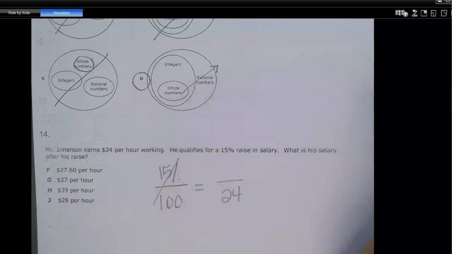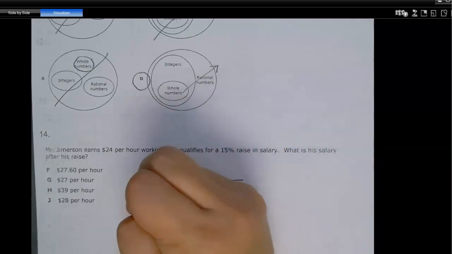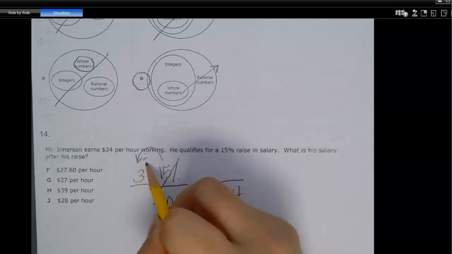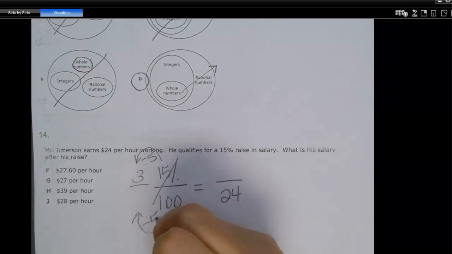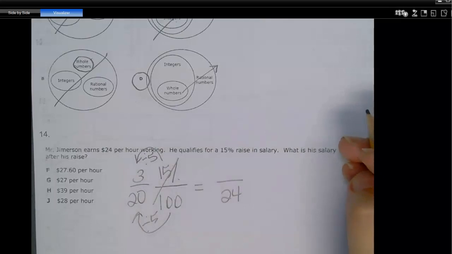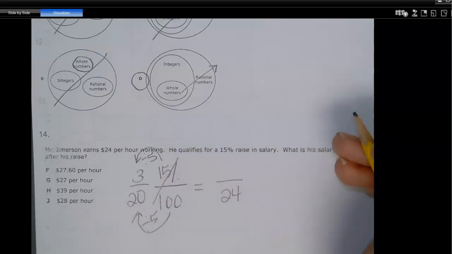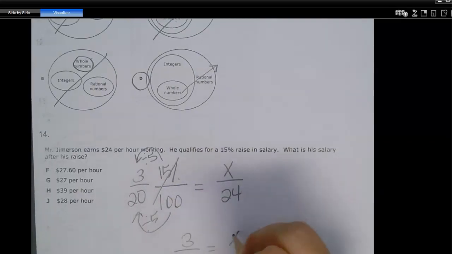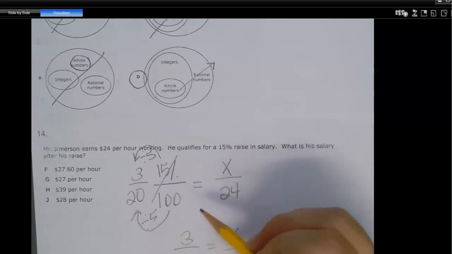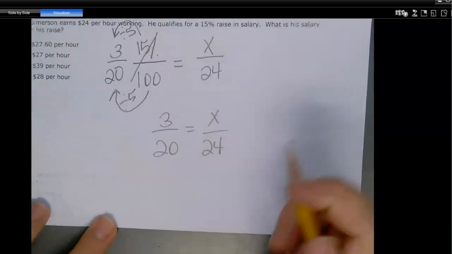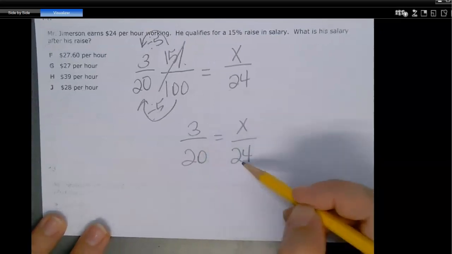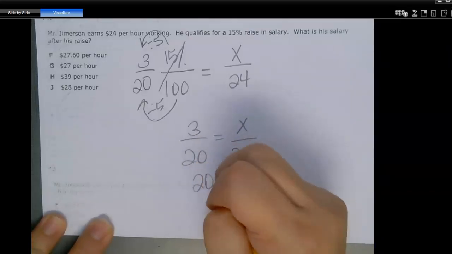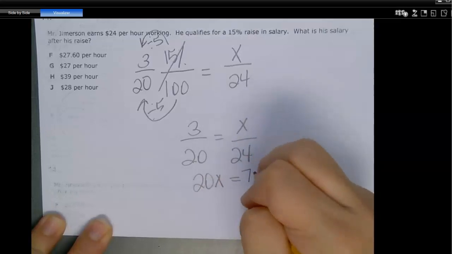Okay, so I can make this 3, and I can make this 20, because I divided by 5. I'll show you my thinking. I divided by 5 here, and this would be a 20, and that makes my numbers a little bit smaller to work with. Okay, so then I have 3 over 20 is equal to x over 24. There's not really an easy relationship that I see between 20 and 24 or 20 and 3 or any of those things. So what I'm going to do is say 20x is equal to 72.